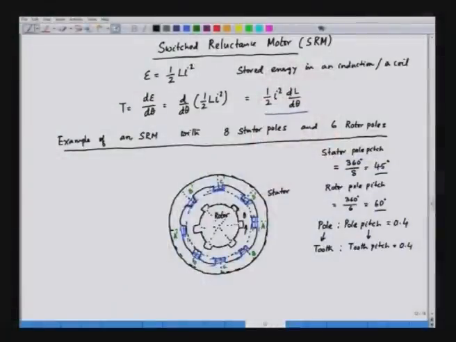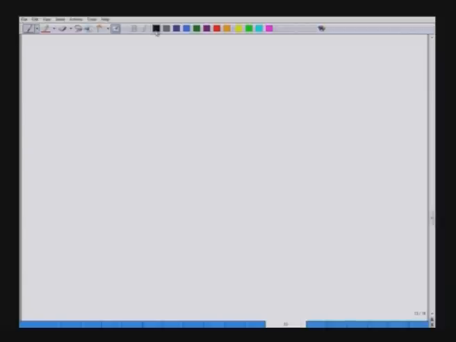It means this is the pole, the stator will have this pole structure. If this is the pole, we have the tooth here and this is the slot. So, this is the tooth pitch. Tooth to tooth pitch is equal to 0.4. Let us see the stator tooth pitch. Stator will have 8 teeth or 8 poles, that is 360 degree by 8, that is 45 degrees. What is the rotor tooth size?